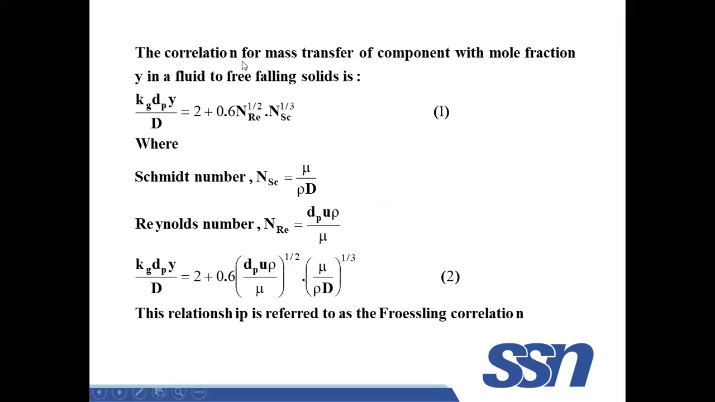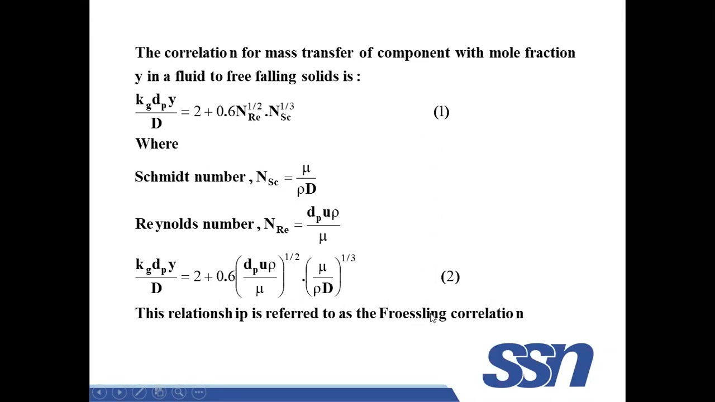The correlation for mass transfer of a component with a mole fraction y of the gas in a fluid to a free falling solid is this expression: kg dp over the diffusivity is 2 plus 0.6 Reynolds number to the half, Schmidt number to the 1/3. This is a correlation which was given by Frossling, right? It's a very popular correlation.